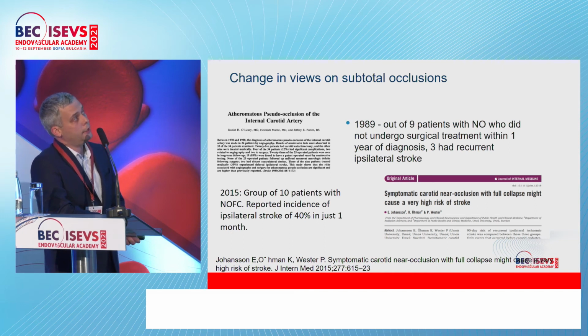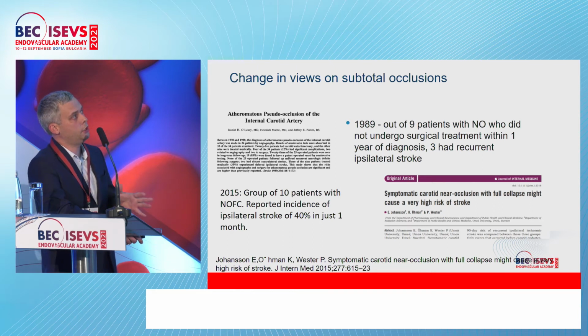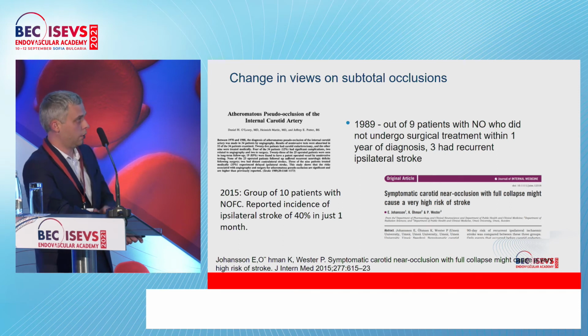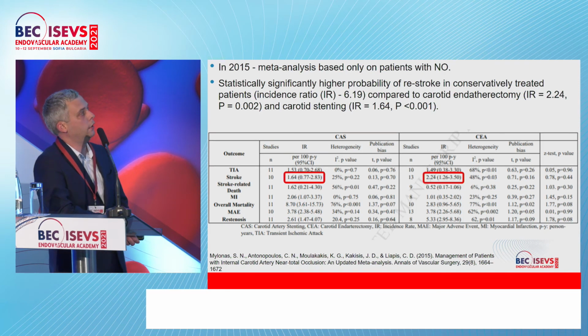In 1989, other clinical studies tried to make some change in the treatment of near occlusions. Actually, 9 patients with near occlusion in this study underwent surgical treatment, and 3 had a recurrent ipsilateral stroke. In 2015, a group of 10 patients with near occlusion with full collapse was just followed up, and 40% of them had ipsilateral stroke within just 1 month of follow-up.